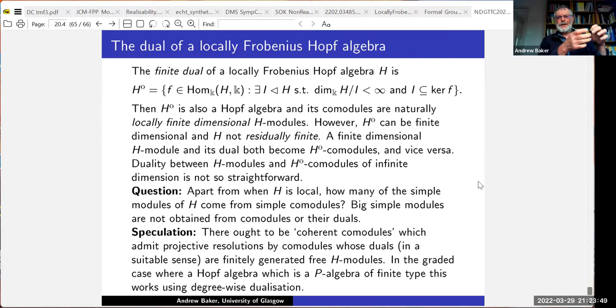So, that works very well in the graded setting, but I just have no idea how to make a story like that work in this general setting with the ungraded story. So, I'm hoping there will be some way of doing this, but I don't at the moment know how to get my hands on that. Maybe somebody in the audience can suggest something.